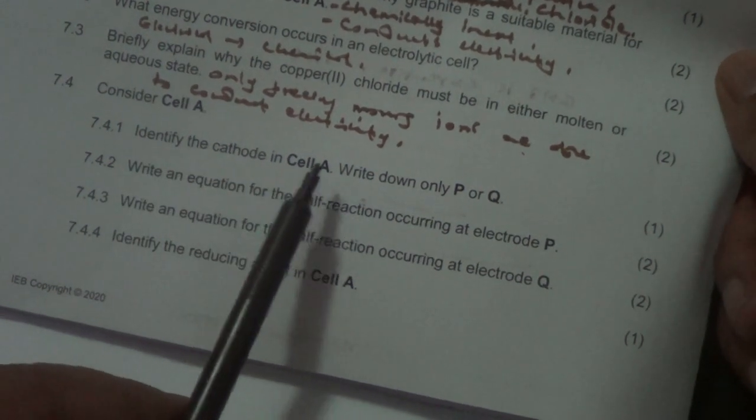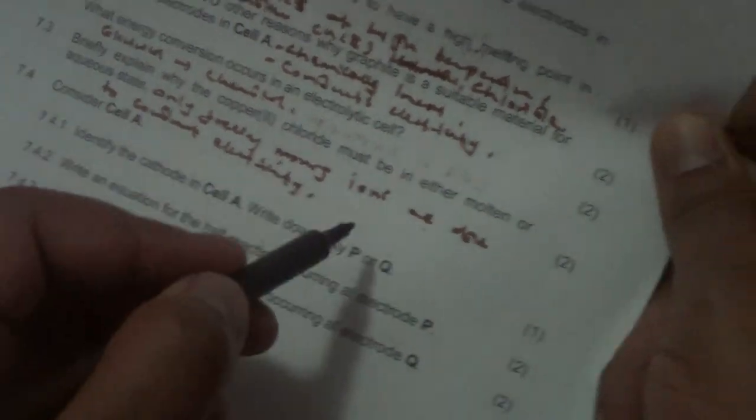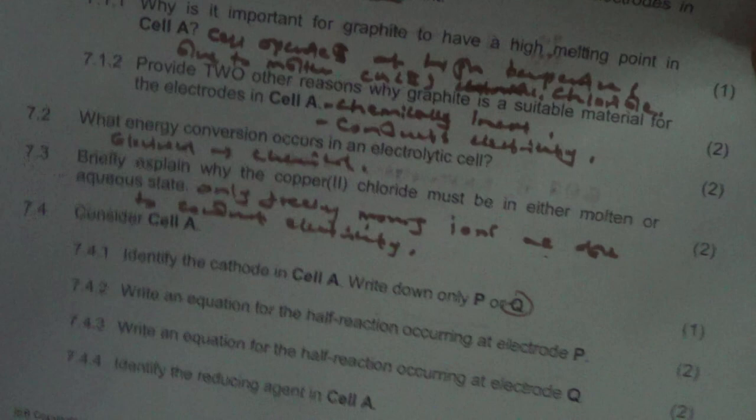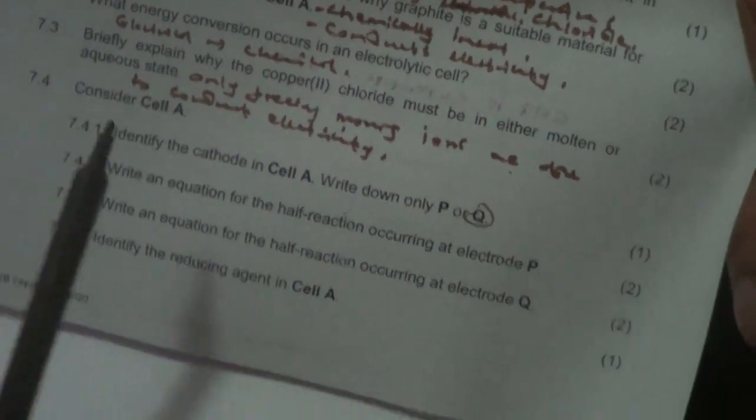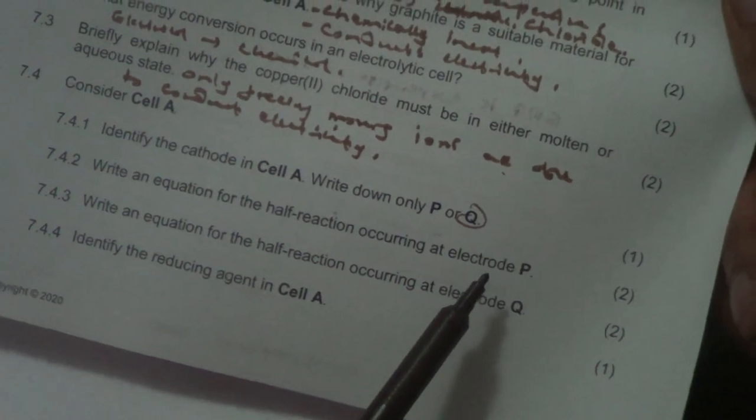Identify the cathode in cell A. Okay, great. Cathode is Q. Okay, that is the one, right? Because we said the negative terminal connects to the cathode. Okay, great. Now write an equation for the half reaction occurring at electrode P.